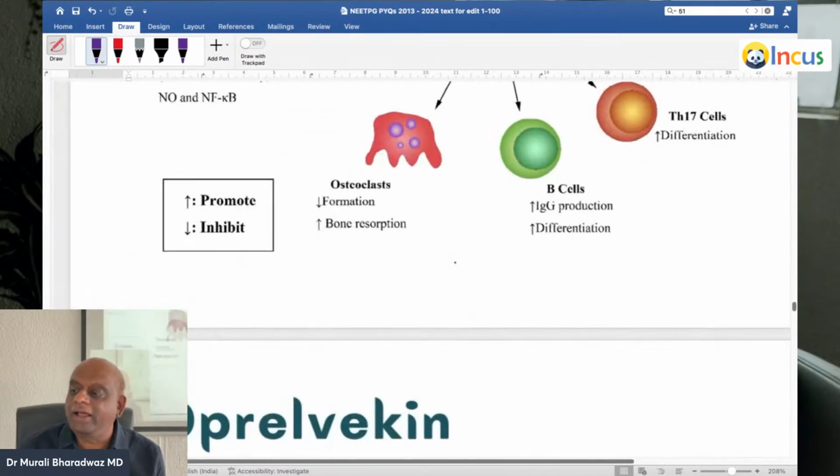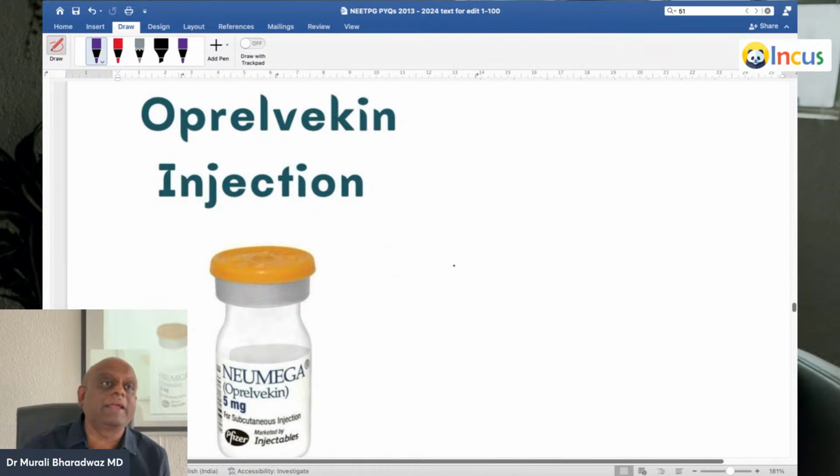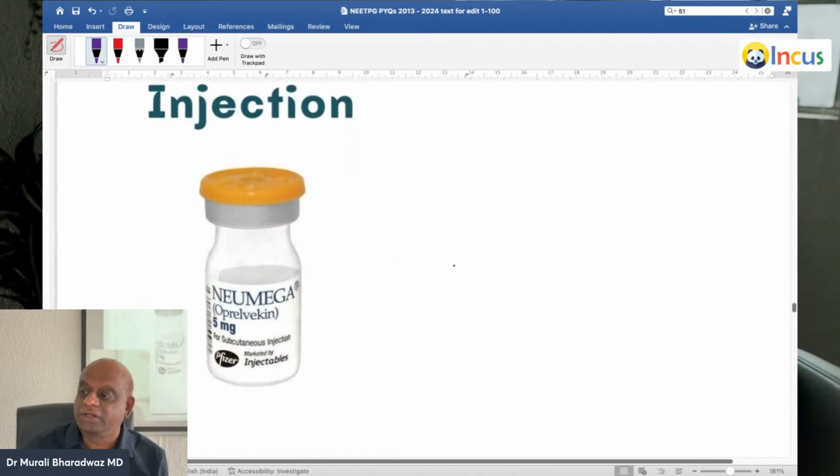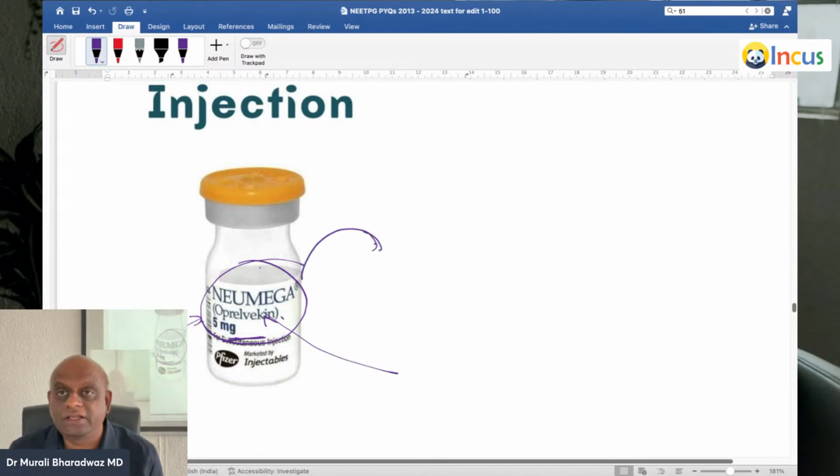So interleukin-11 is oprelvekin injection. It comes as a brand called Neumega, Pfizer, oprelvekin. With a lot of chemotherapies, the platelet count will fall down. So in such people, to stimulate the megakaryocytes, we give interleukin-11.